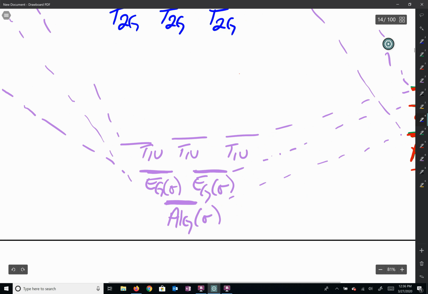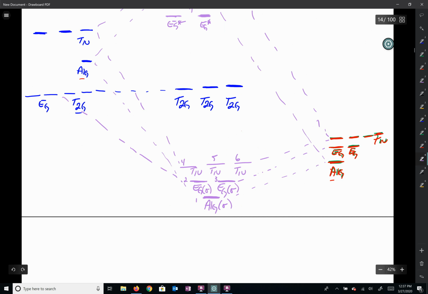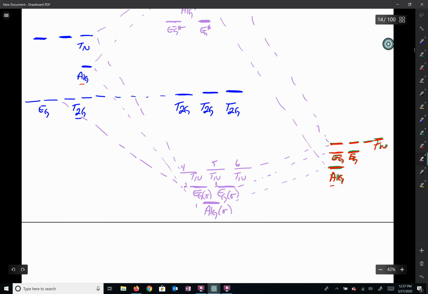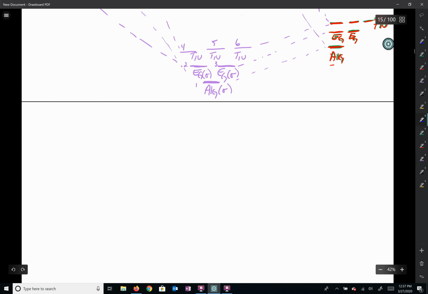Okay, so how many orbitals do we have? We got 1, 2, 3, 4, 5, 6. We've got 6 sigma bonding combinations. Does that make sense? Well, it should, okay. We've got 6 bonding combinations. Let's say, I'll redraw it here. Let's say that we've got iron hexachloride, right? So we got octahedral iron complex.